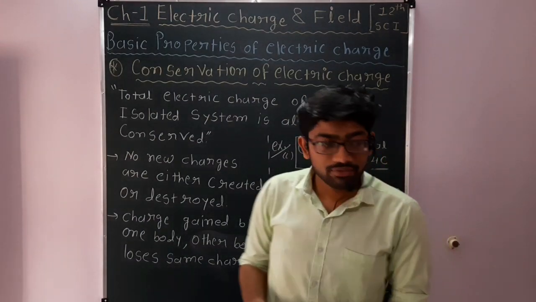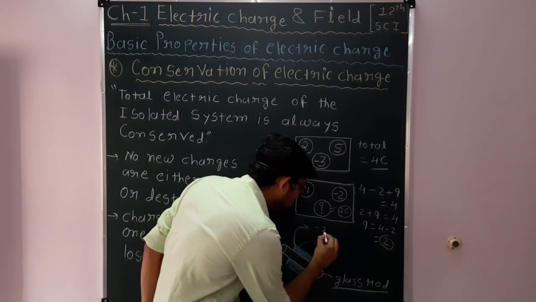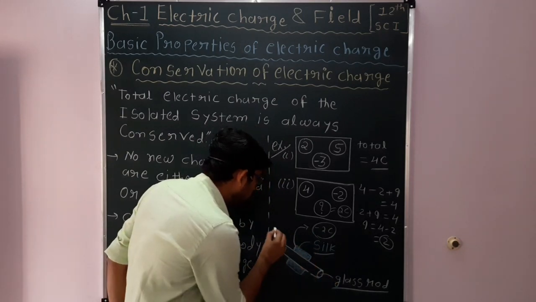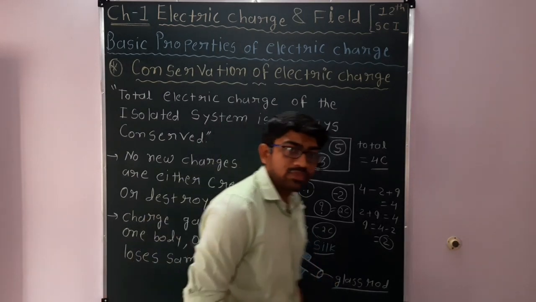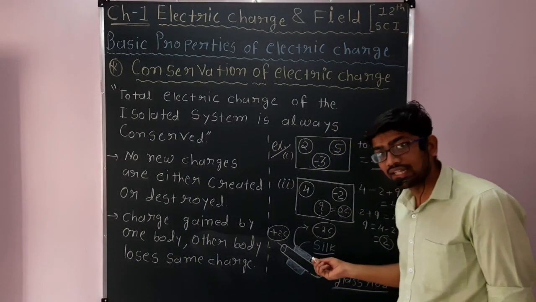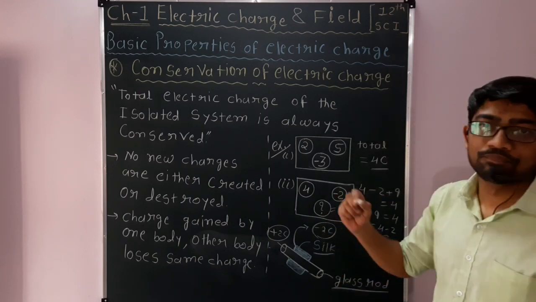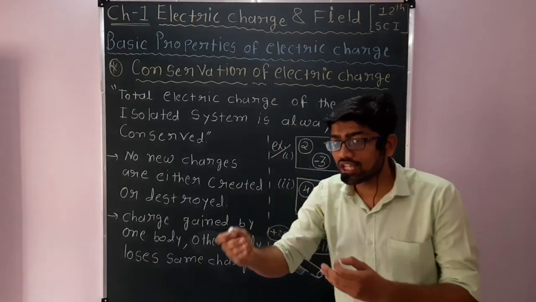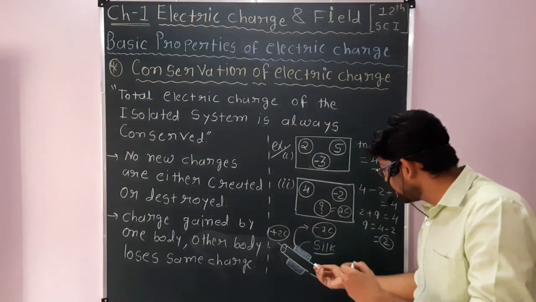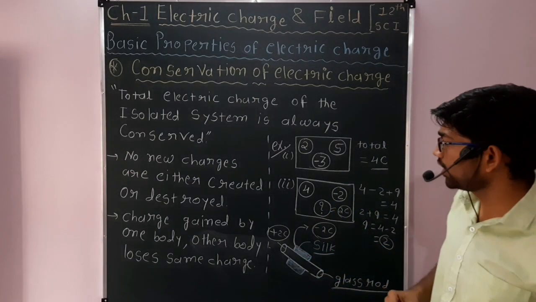But suppose we find that the silk cloth gets minus 2 coulomb charge, then the glass rod should be plus 2 coulomb charge. It means the charge gained by the silk is equal to the charge donated by the rod. Because if you donate charge, you become positive. If the cloth gets the charge, then it is negative. So this is the conservation of electric charge.